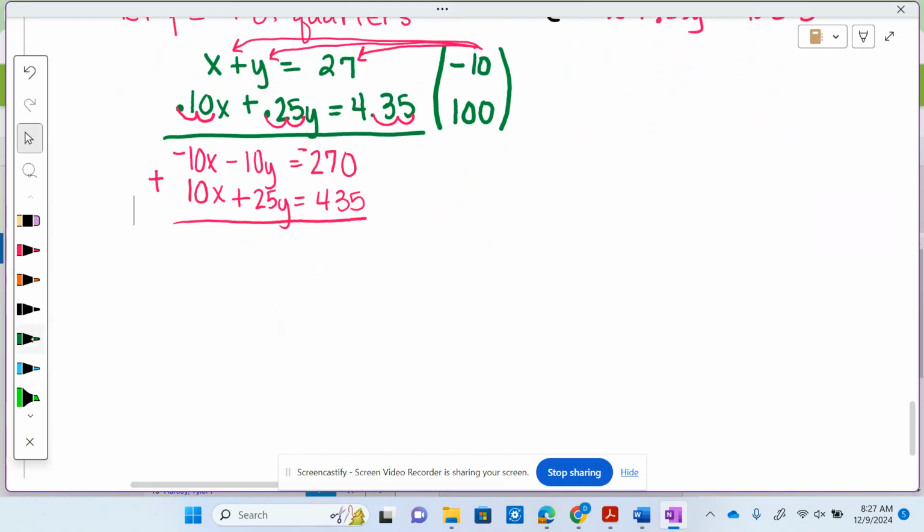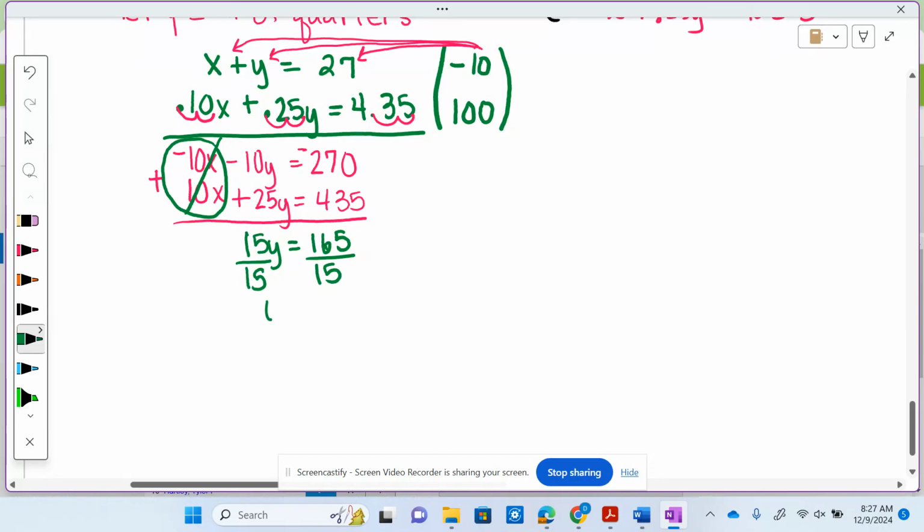So now what? Okay, so x's are gone. What is negative 10y plus 25y? 15y equals, what is negative 270 plus 435? 165. Okay, divide both sides by 15, and you find out that y equals 11. That means that I have 11 quarters. Let's figure out how many dimes we have.